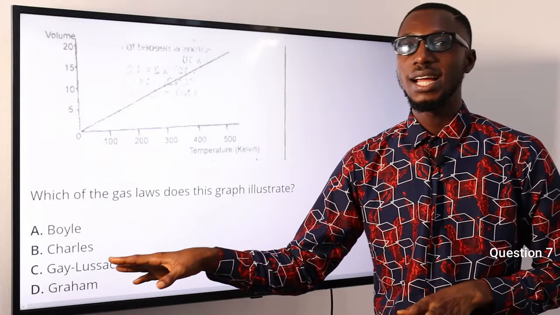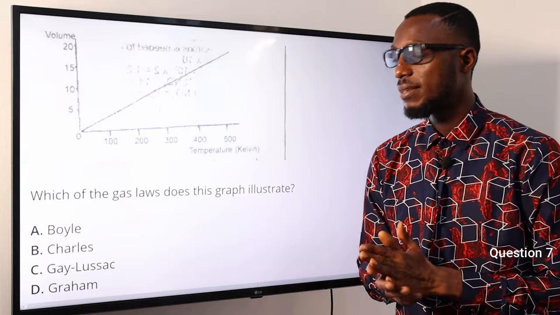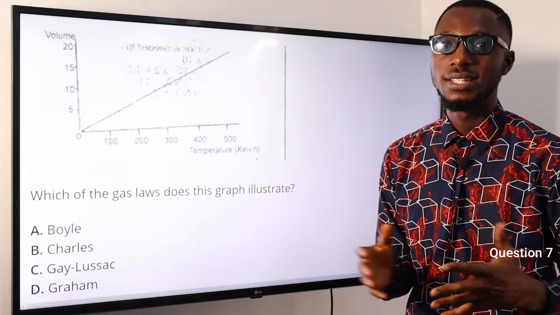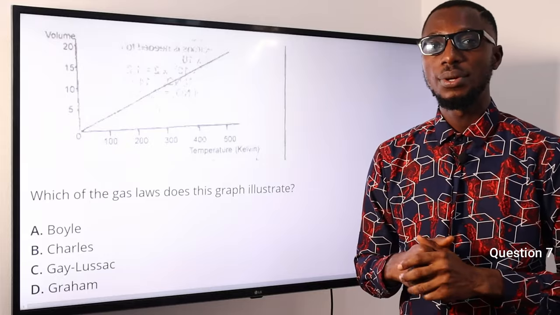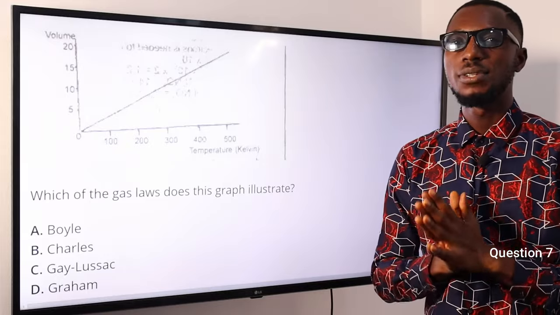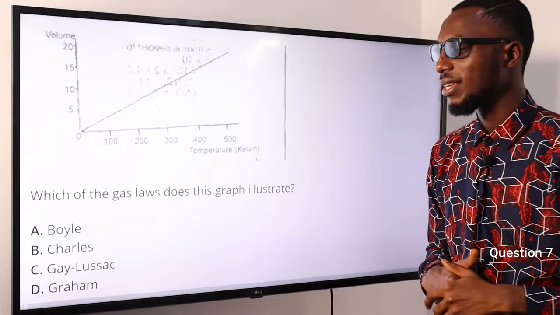So the correct answer is Charles' law. Let's go to Gay-Lussac's law. Gay-Lussac's law of combining volumes states that when gases react, they do so in volumes in simple ratios to one another, and to the volume of their product, if gaseous, provided that temperature and pressure remain constant. You can see that definition.